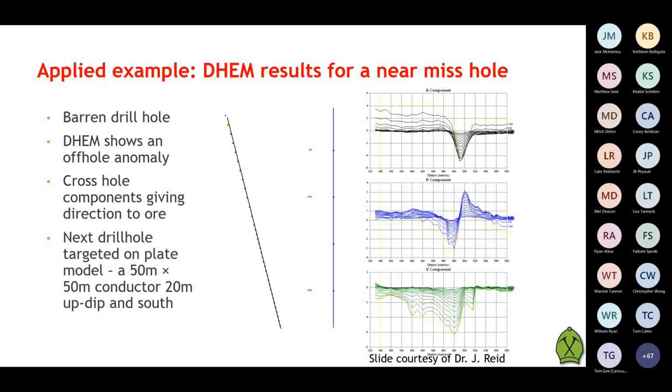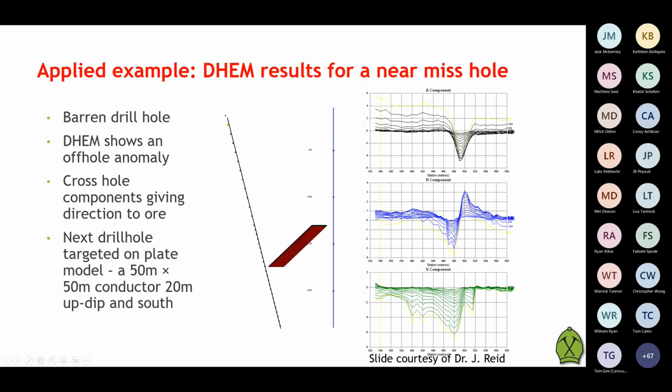This is looking for nickel deposits, so these things are very, very small. And downhole EM shows an off-hole anomaly, and I can tell from looking at that thing that it's quite close. It looks like it's within probably 20 metres, 30 metres of the drill hole. The cross components, which the U and the V component, give our direction to it. So I can tell it's away from the hole and it's approximately above the hole. And the next drill hole is targeted on the plate model.